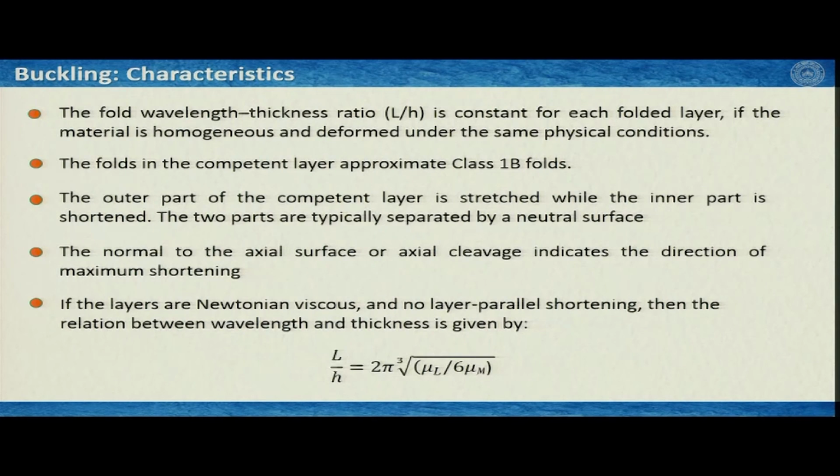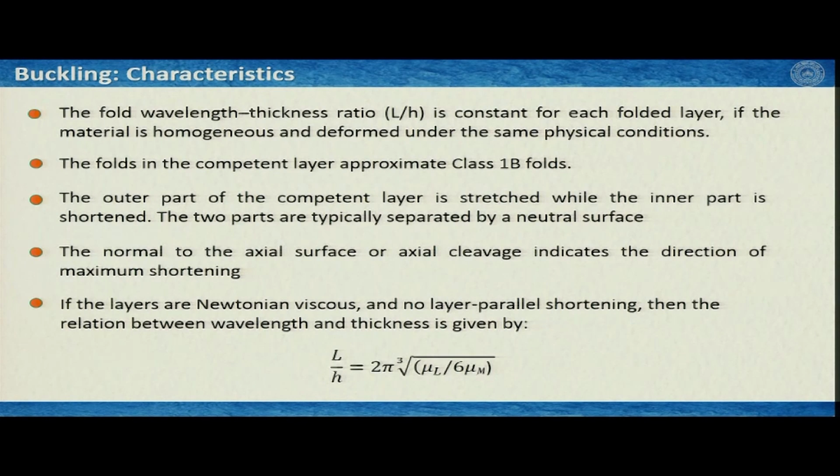Now, when you have a fold produced by buckling, you certainly would form the axial surface. So, the axial surface or the axial cleavage, if you have seen it in the buckle folded layers, indicates the direction of maximum shortening. So, if you have buckle folds and you generate axial surfaces or axial planar cleavages, then the direction perpendicular to this axial planar cleavage is generally the direction of maximum shortening, or the Z direction of the strain ellipsoid.